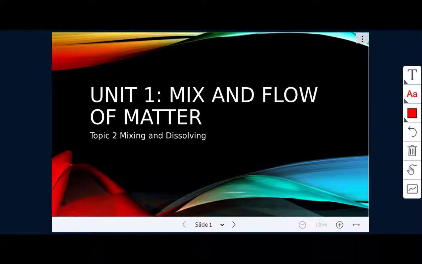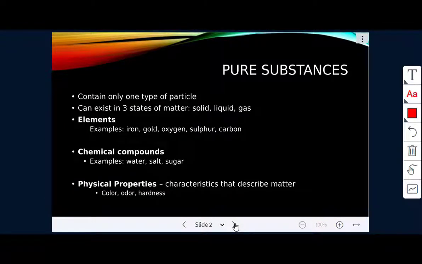All right, so today's lesson, we're looking at topic 2. Topic 2 will be divided into 2 sections because it is a very long topic. So today we're going to look at topic 2, mixing and dissolving, but specifically we're going to look at mixtures and pure substances and how matter is organized.